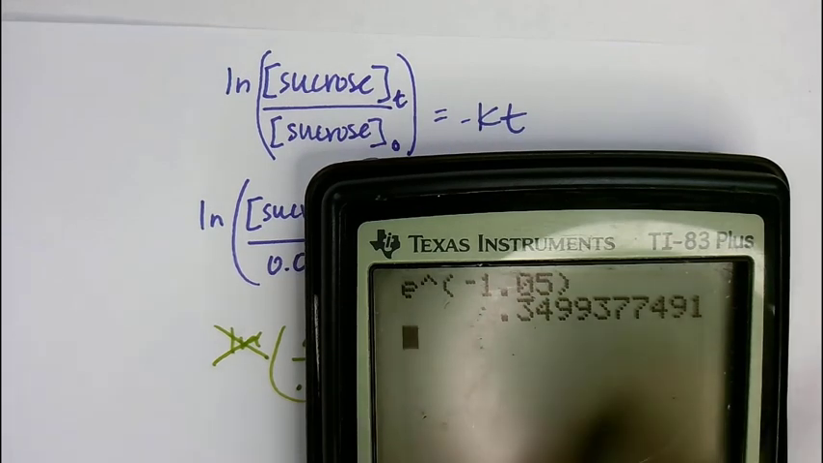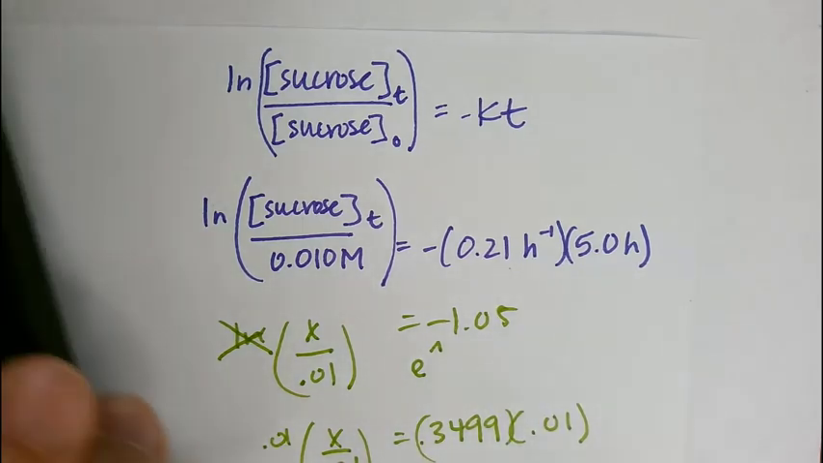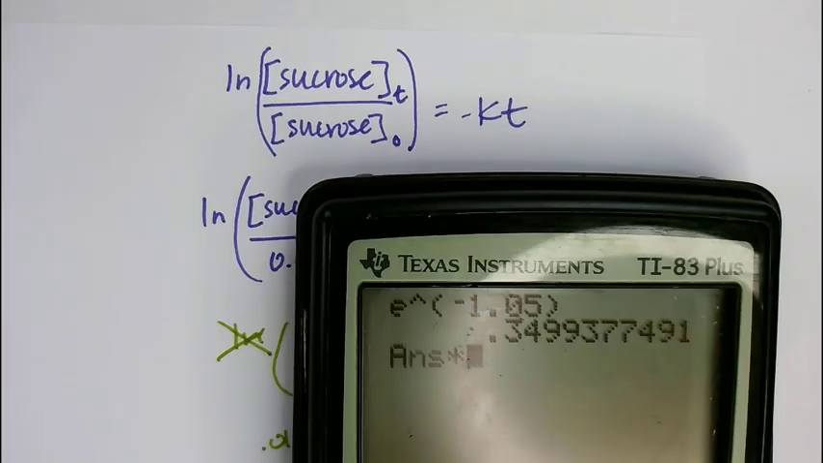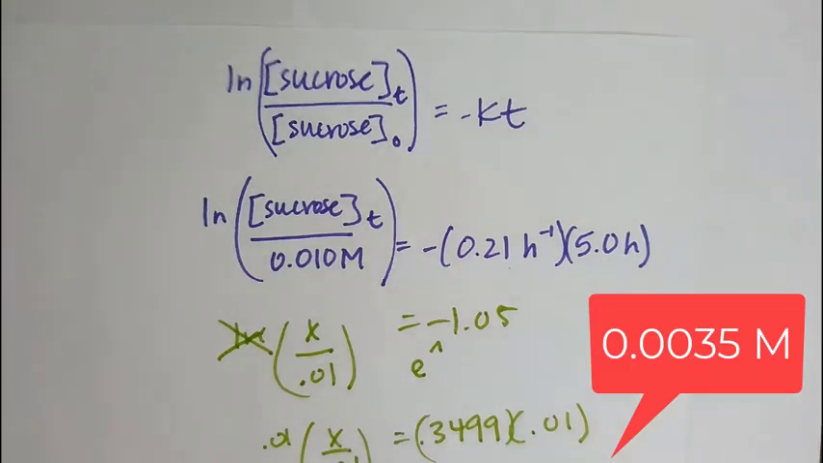So I got 0.3499, and that leaves me with the x over 0.01. To get x by itself, I need to multiply both sides by 0.01, and that will give me x is equal to 0.003499, and we want two significant figures, so I'm going to round that to 0.0035, and that is in moles per liter, or capital M. That would be my concentration after 5 hours.